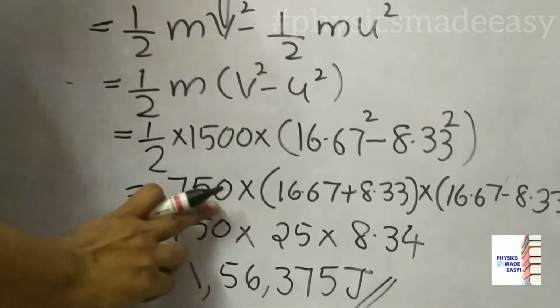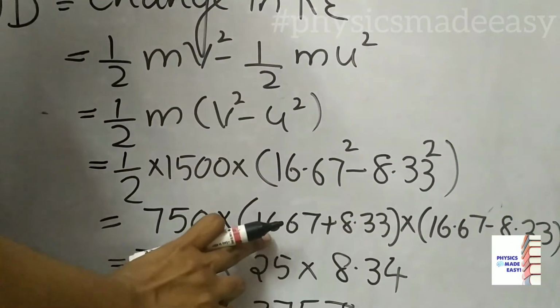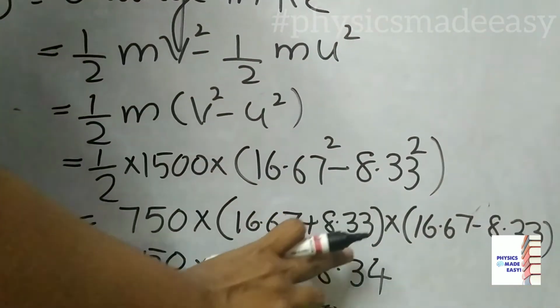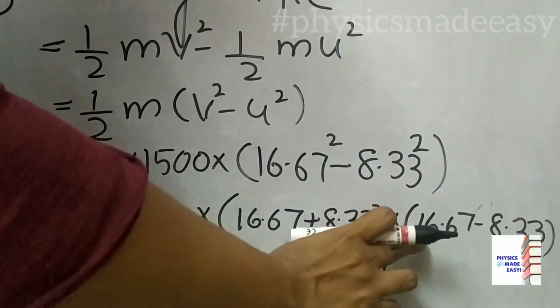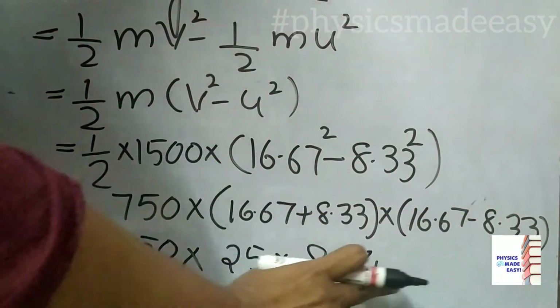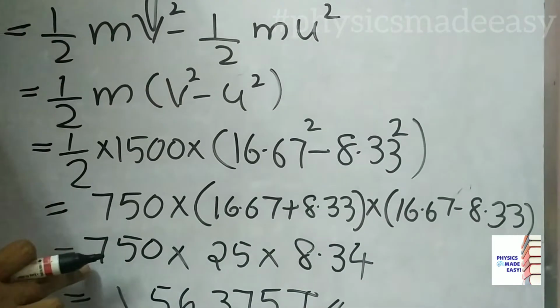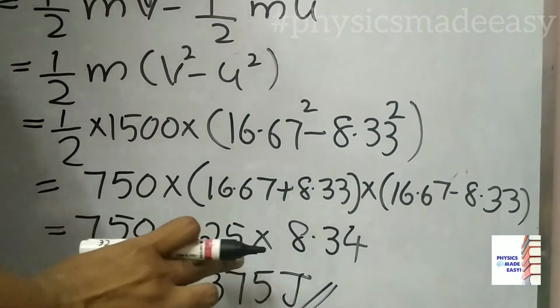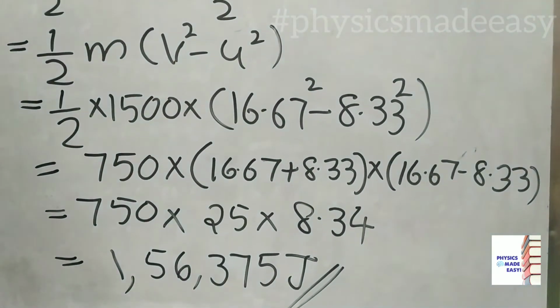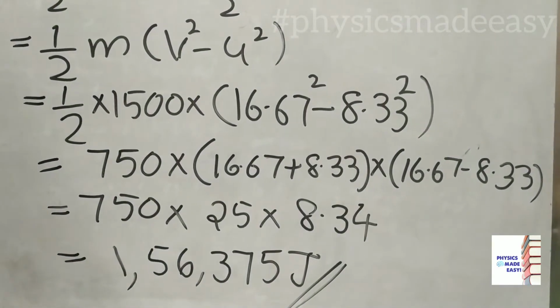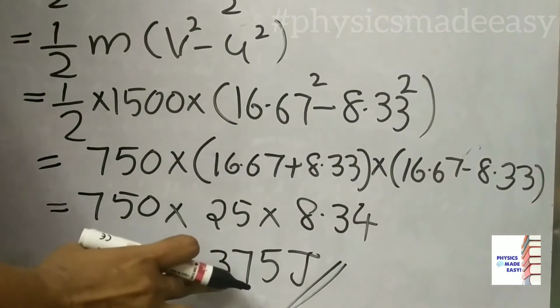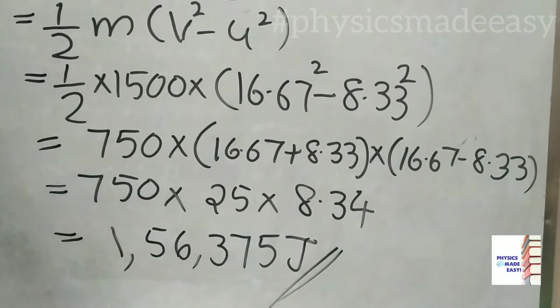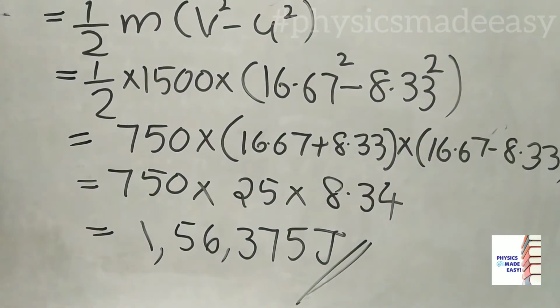So here you can see 750 into 16.67 plus 8.33 is equal to 25. Here 16.67 minus 8.33 is equal to 8.34. So 750 into 25 into 8.34. Here you will get 1,56,375 joule.